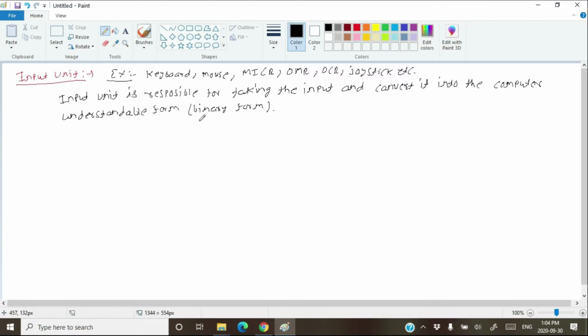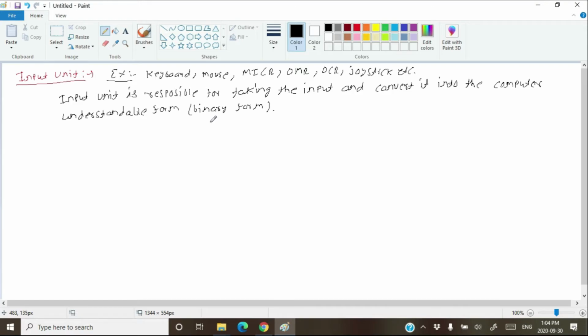Now the question is, why does the computer only understand binary form? The answer is, the computer can only understand binary form because the computer can only understand high and low voltages. So if you are talking to the computer, you have to talk in terms of high and low, because that is what the computer understands. That's why the computer only understands the binary form. 1 means high, 0 means low. So whenever you input something to the computer, that input first gets converted into high and low voltages, that means 1 and 0 binary.